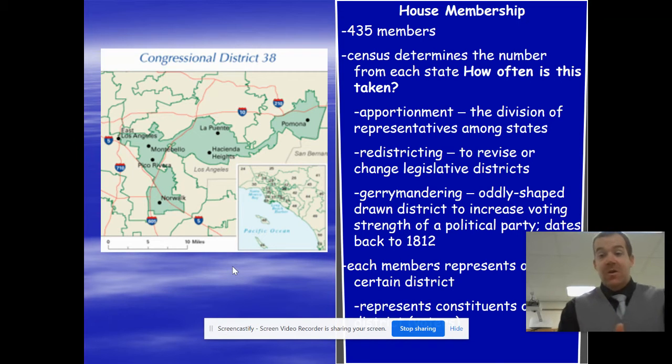All right, so a Democratic person is the one who's going to be elected in that district, if that's how the district is drawn. So that's what gerrymandering is. It's an oddly shaped district drawn to increase the strength of a political party.